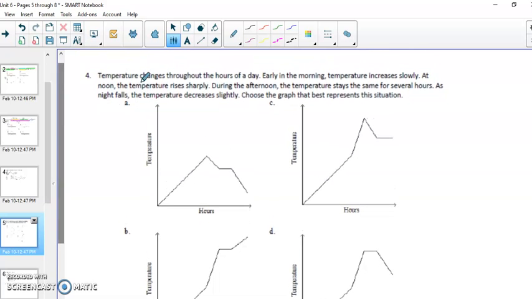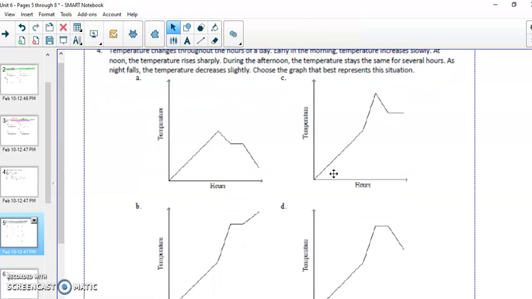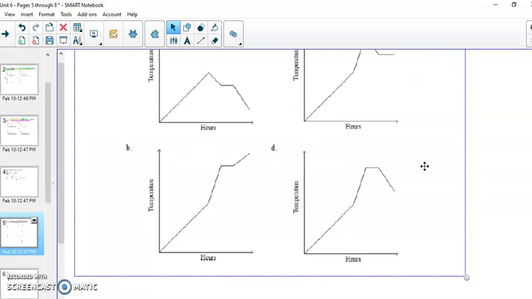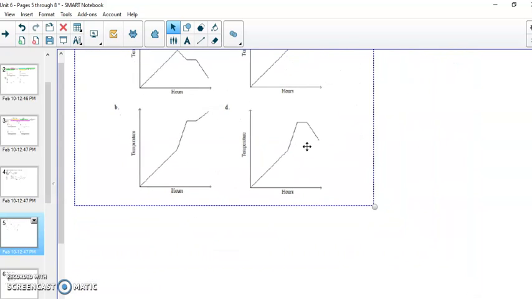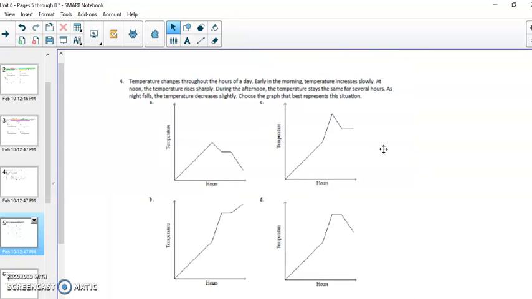Next one is, I guess I need to make this a little smaller. Please take a look at this on your paper, since it was a little hard to get this all on one slide. I know it's a little small here. Temperature changes throughout the hours of a day. Early in the morning, the temperature increases slowly. So again, I'm gonna highlight the different pieces.